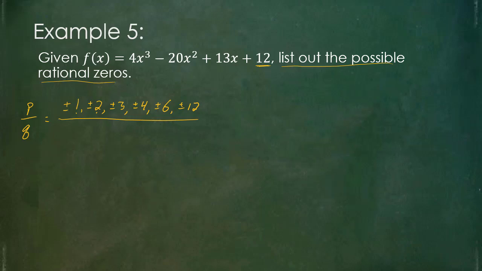Then we'll move on to the q values, which are from the leading coefficient. So this number is a little bit smaller, so it's going to be factors of 4 that go in the denominator here. So 1 for sure goes into it, 2 goes into it, and technically 2 times 2 is 4, so then I can work my way back and go, well, what would 1 need to multiply with?